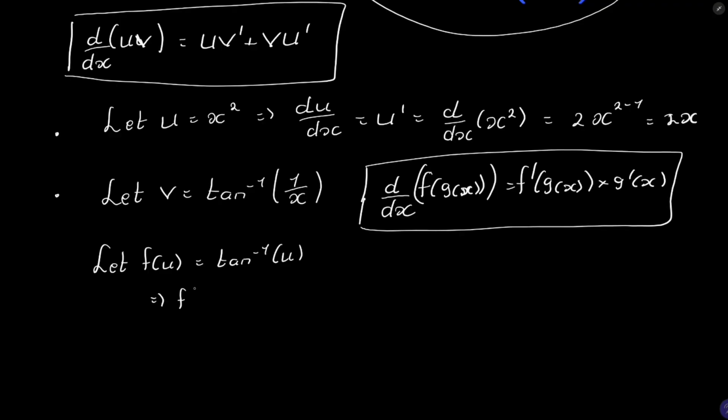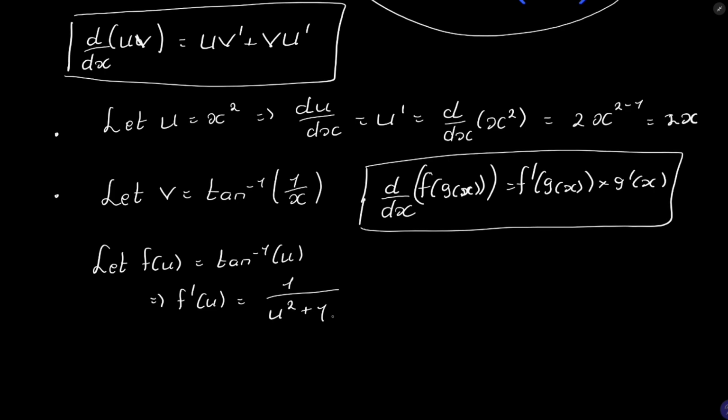This then implies that f prime of u is equal to what? What's the differential of tan inverse? Recalling from the previous video on the derivative of inverse trigonometric functions, it was well proven and stated that the derivative of the tan inverse of u with respect to u gives us the function 1 on u squared plus 1. So what do we do then? u equals g of x.